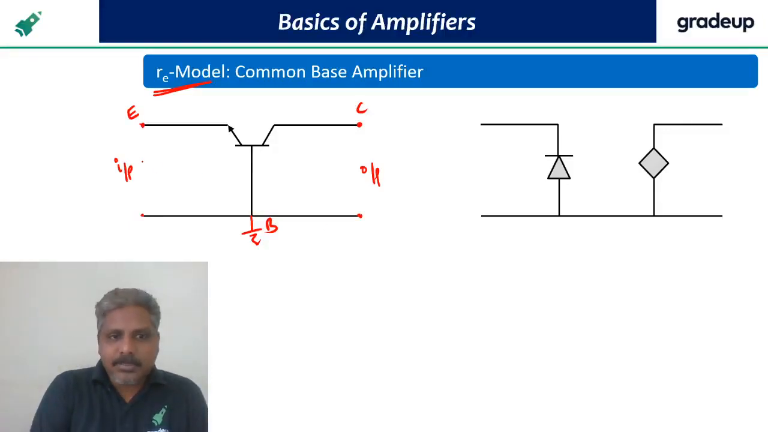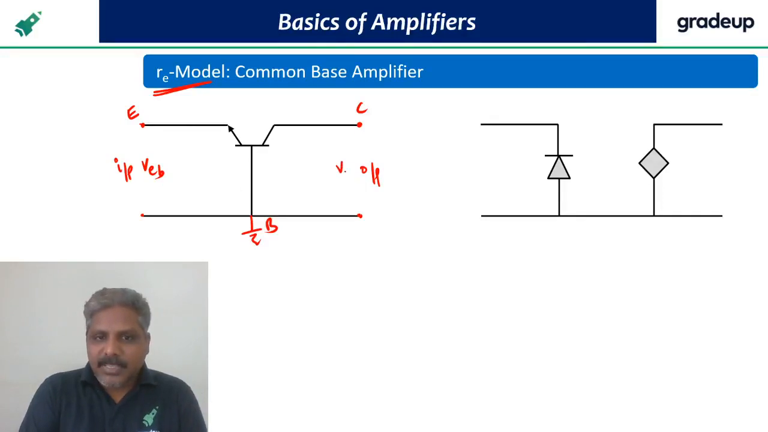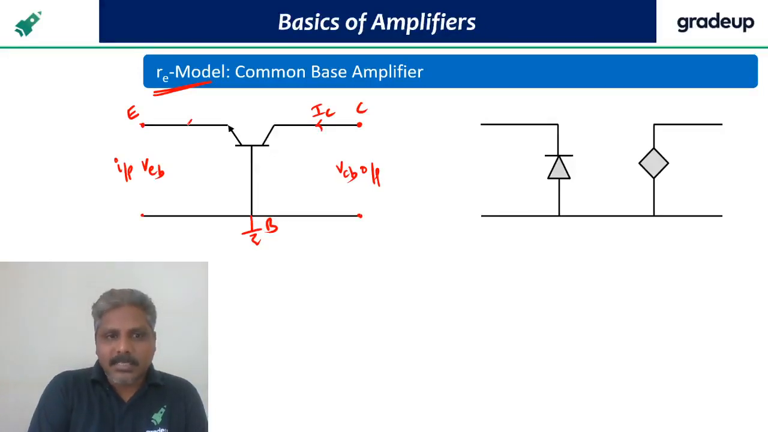What is this input? VEB it is. What is this output? VCB it is. What is the current flowing here? IC it is. What is the current here? IE it is. What is the current here? IB it is. Remember, these are all AC currents.